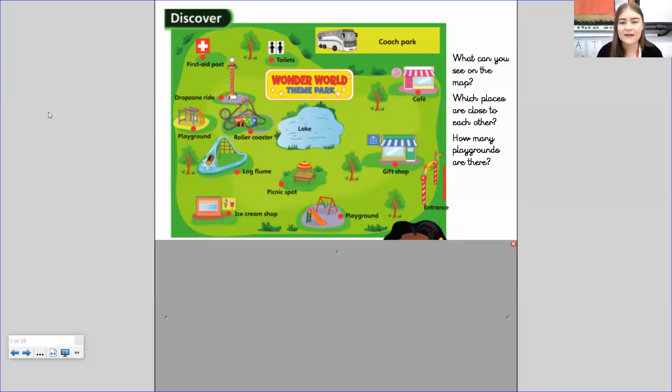Okay, my turn. I can see a gift shop, and I know I'm answering the second question here, sorry guys, as well. Which places are close to each other? Well, the gift shop is right by the entrance. Clever placement for that theme park, having a gift shop right by the entrance.